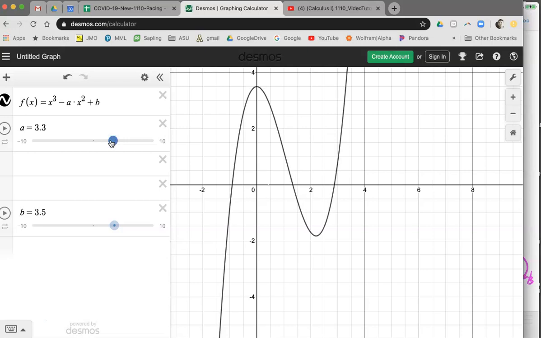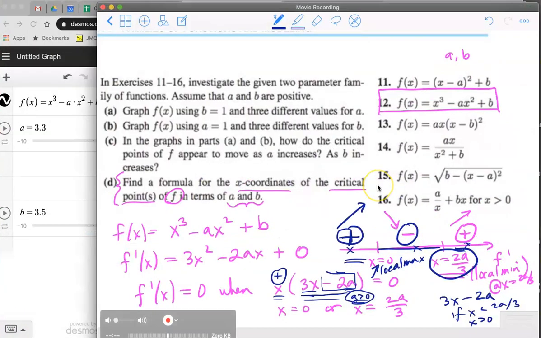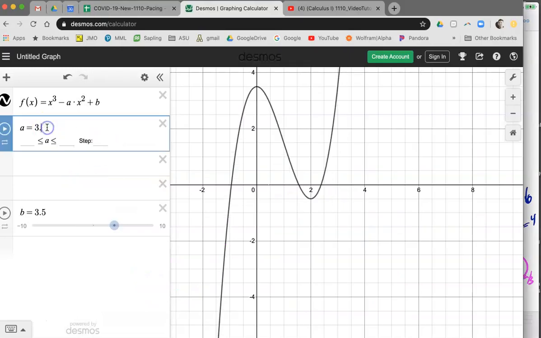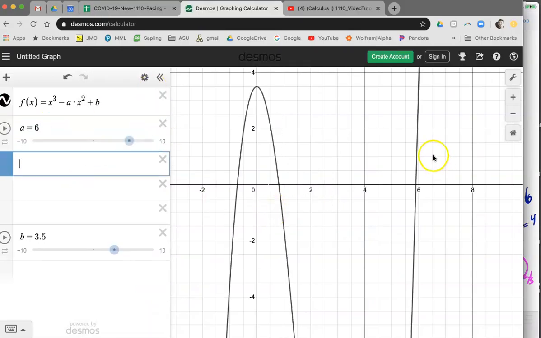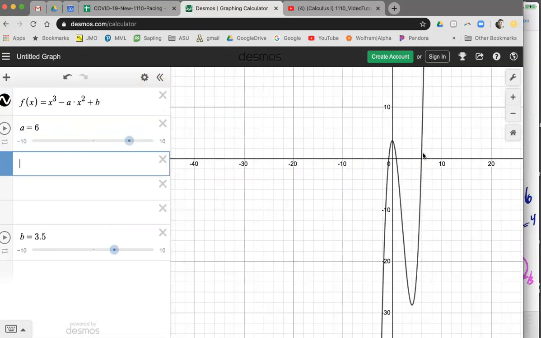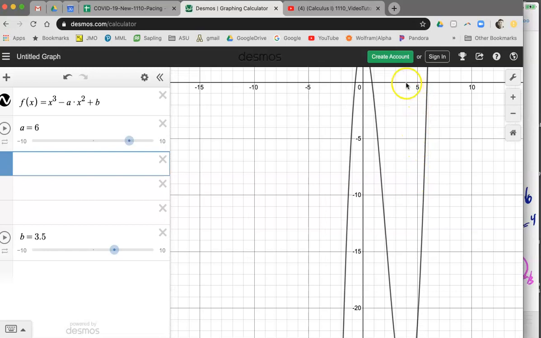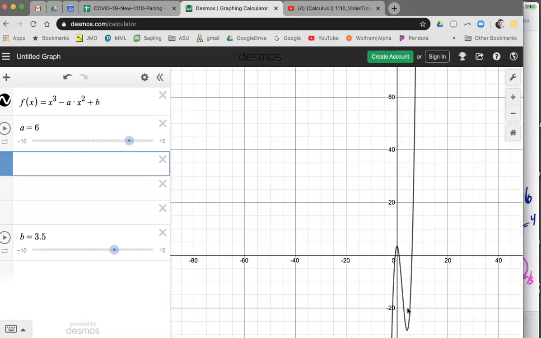So if a were equal to 6, for example, then we would have a minimum at 12 over 3, which is 4. So if a were equal to 6, we would have a local minimum. I need to zoom out now. That local minimum would occur at x equal to 4, which is what we are seeing right here. Here's 5, so 4 is this bar right here, and that is exactly where our local minimum occurs, at that value of 4.